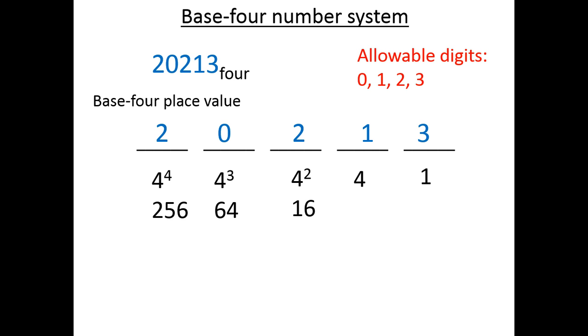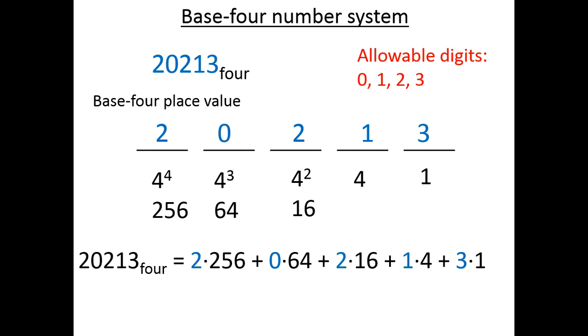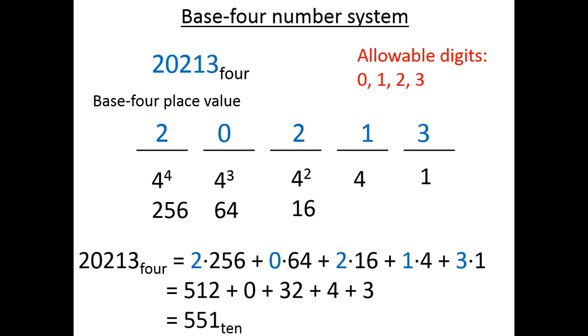So this number, 20213 base 4, means we have 2 groups of 256, no groups of 64, 2 groups of 16, 1 group of 4, and 3 groups of 1, which to us in our base 10 number system is the number 551.